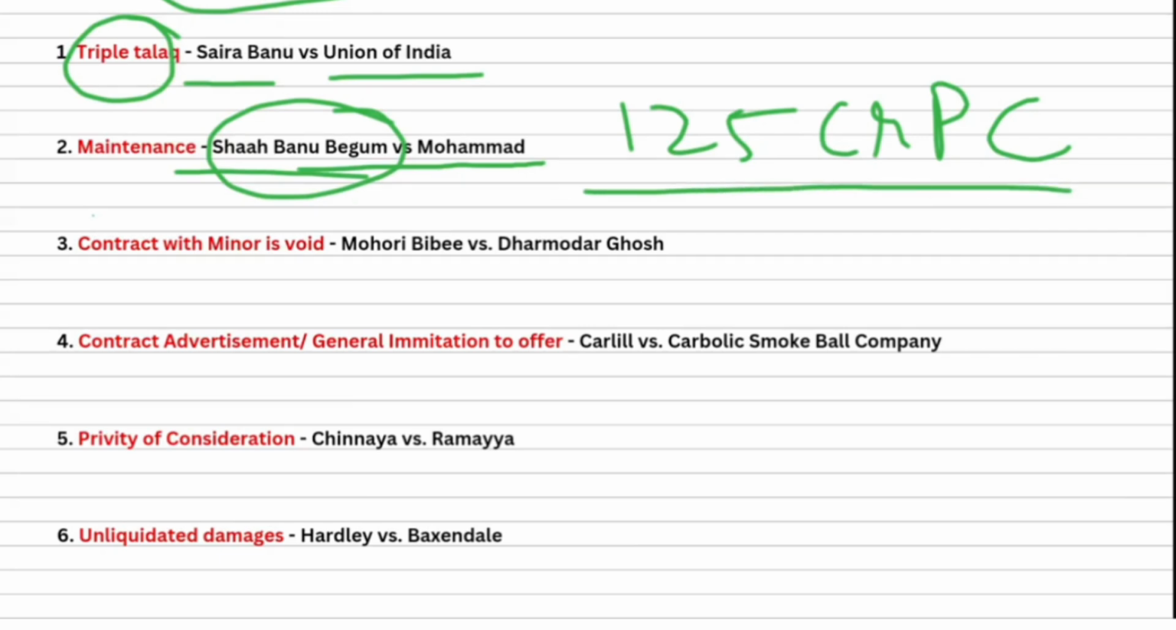The third case we have is Mohori Bibi versus Dharmodhar Ghosh. In this case, the Privy Council held that a minor cannot make a valid contract. The next case we have is Carlill versus Carbolic Smoke Ball Company. In this case, it was held that if a company makes a promise in an advertisement and someone follows that promise and acts upon it, then the company is legally required to honor that promise given by that company in its advertisement.